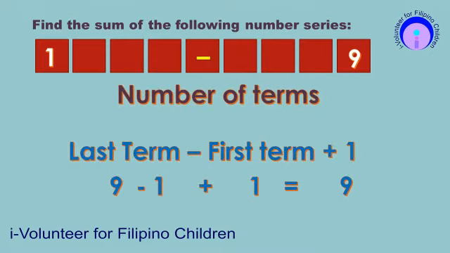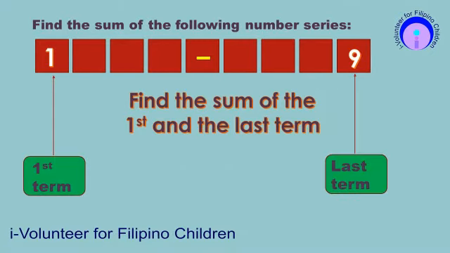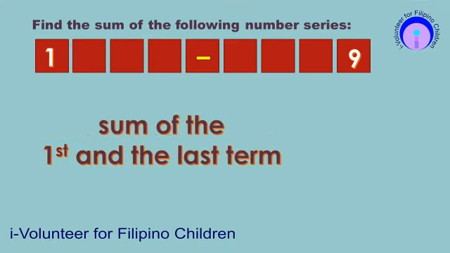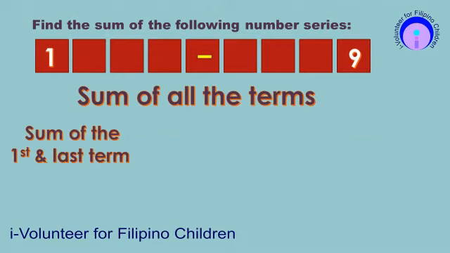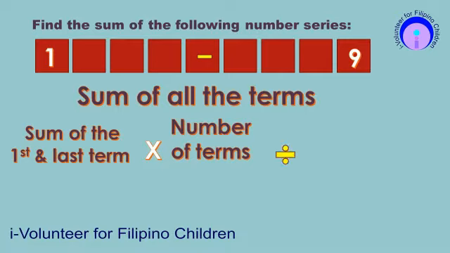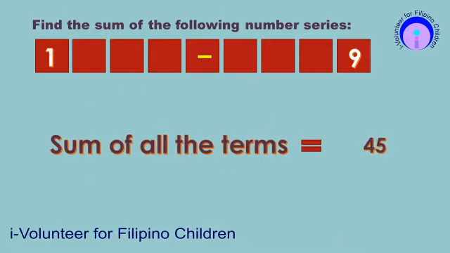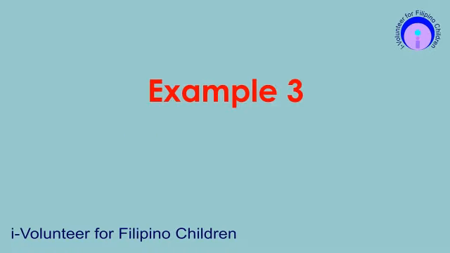Number of terms is equal to 9. Sum of the first and the last term is equal to 10. To get the sum of all the terms, 10 times 9 divided by 2 is equal to 45. Therefore, the sum of all the terms from 1 to 9 is equal to 45. Let's go to example 3.